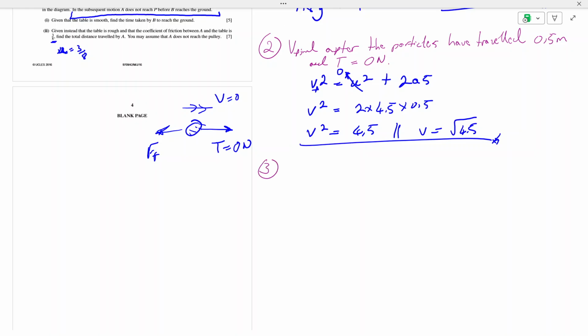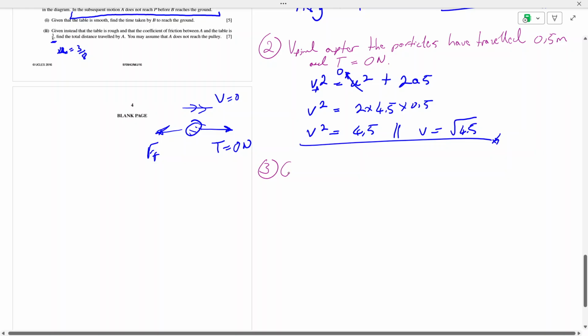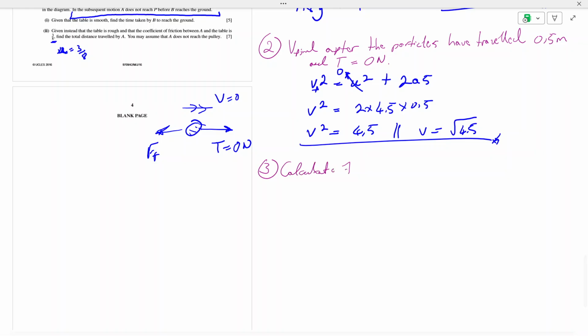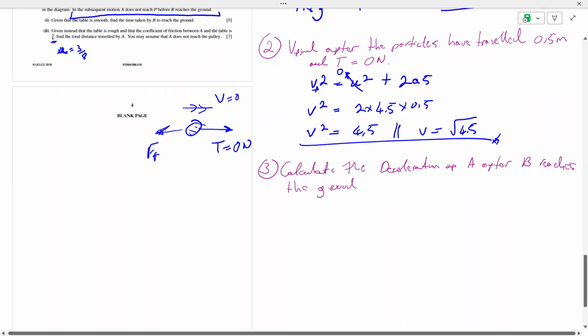So now I'm going to calculate the deceleration of A after B reaches the ground or floor, and the tension is equal to 0 now.